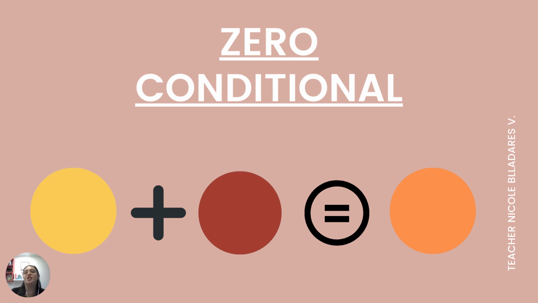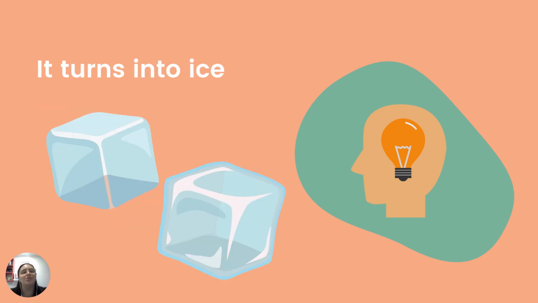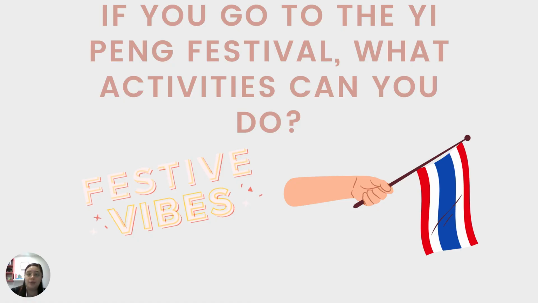And for today's new topic, we are going to be covering and talking about the zero conditional. First of all, let me ask you some questions. The first one is, guys, what happens if you freeze water? Easy, right? It turns into ice. If you freeze water, it turns into ice. That's correct.